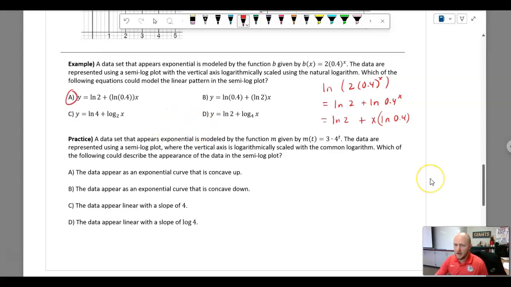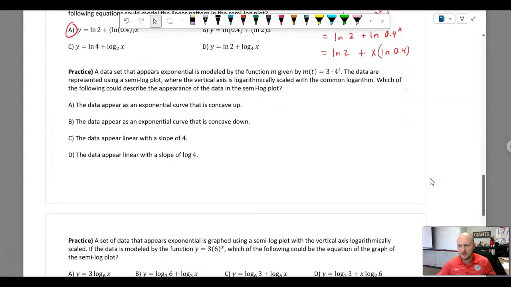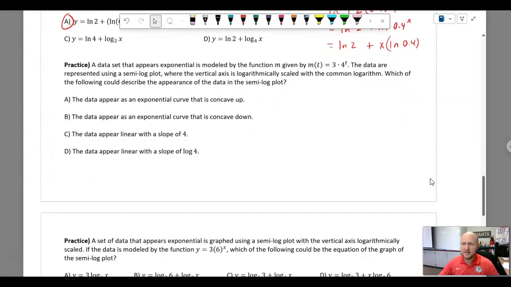Okay, go ahead. I want you to answer this question. A data set that appears exponential is modeled by the function m. M of t is equal to 3 times 4 to the power t. The data is represented using a semi-log plot, where the vertical axis is logarithmically scaled with a common logarithm. Which of the following could describe the appearance of the data in a semi-log plot? Pause me. Try this example.